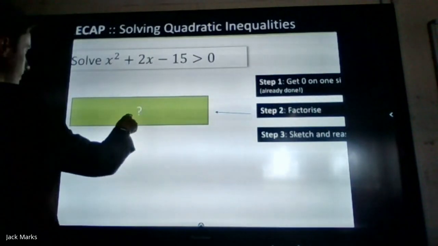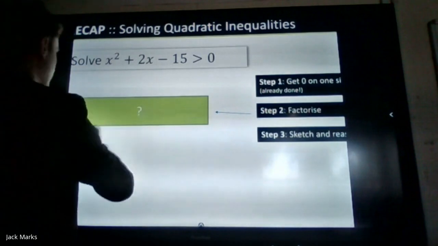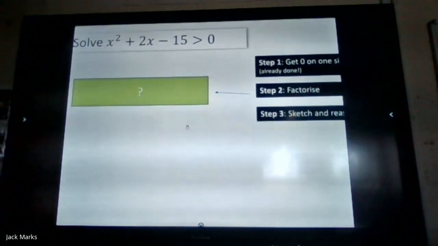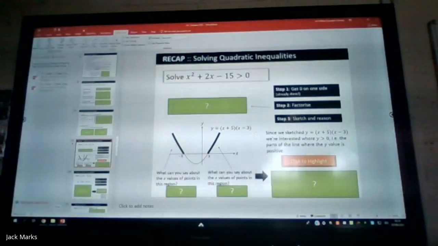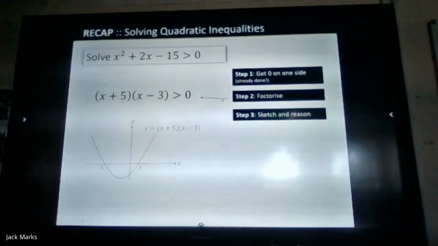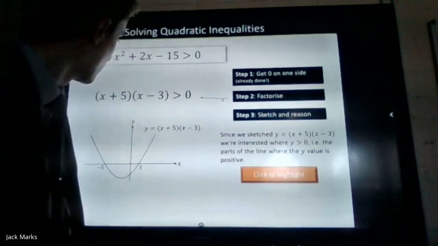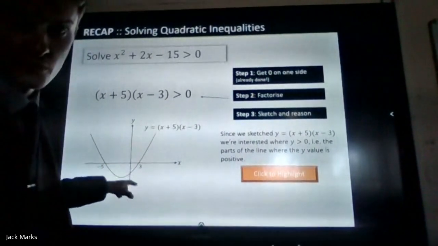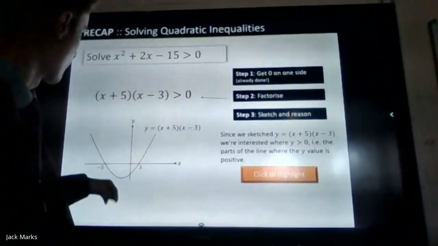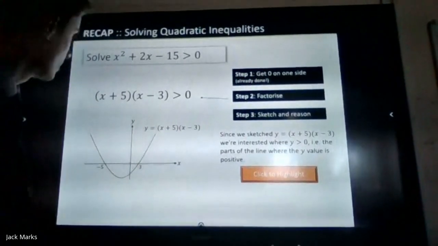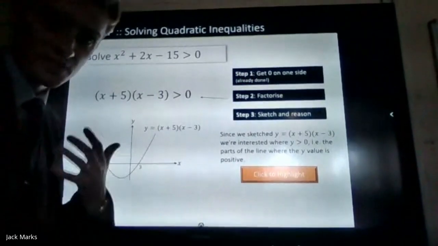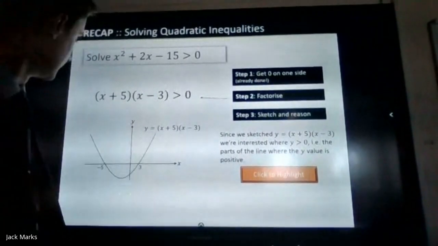Let's try just revealing if it will let me. No. So this one here, sorry about that. So 5 and minus 3, and we know that that means that our roots are minus 5 and positive 3. And then we do a sketch based on the coefficient of x squared. So it's positive, so a positive shape.